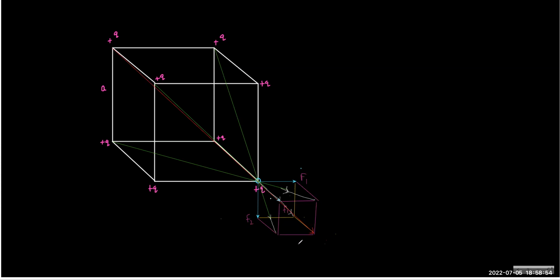But looking at all forces, can you comment about these forces? Can you see the line of symmetry? Sir, the red line, the body diagonal. Yes, so we need to resolve every other force along the body diagonal, correct?